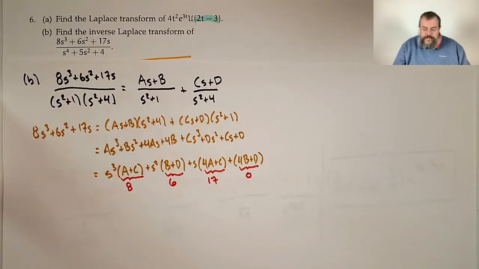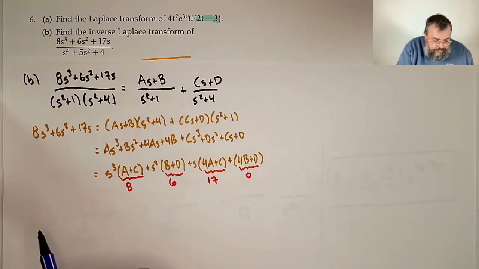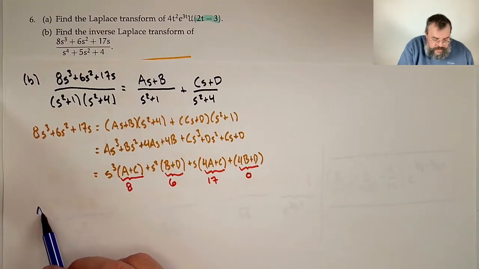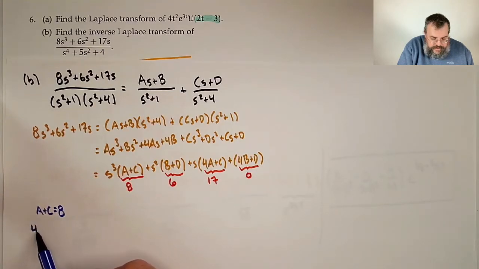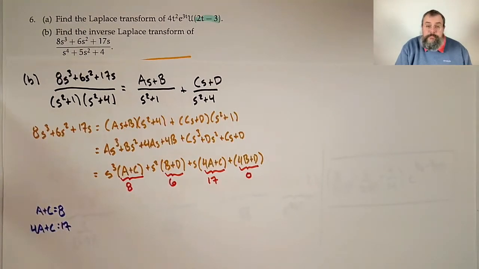And, well, now you just start chipping away. Now, it might look like, oh, there's 4 unknowns, there's 4 equations, but actually, they split nicely into 2 sets of unknowns and equations. So, we have the following. We can say, okay, we need a plus c to equal 8, and at the same time we need 4a plus c to equal 17.